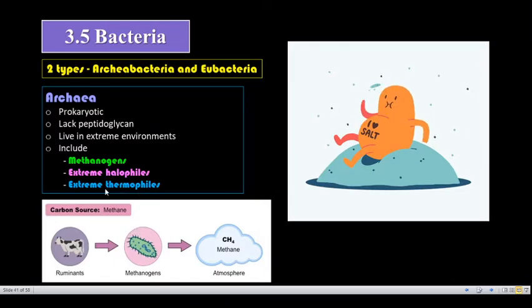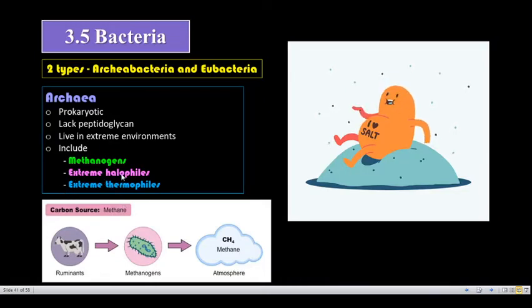Now, let's go to extreme halophiles. Your extreme halophiles, coming from its name, halophile, came from the Greek word meaning salt loving. Okay, salt loving. Ayan, no? I love salt. Your halophiles love salt. So, meaning, they are microorganisms that thrive in high salt concentration. Gusto nila sa mga environment na mataas ang concentration ng salt, okay?